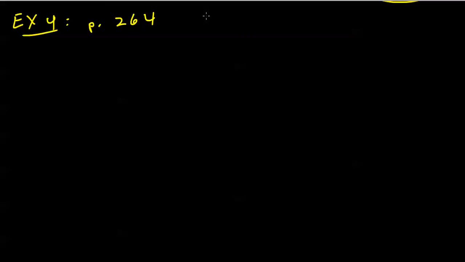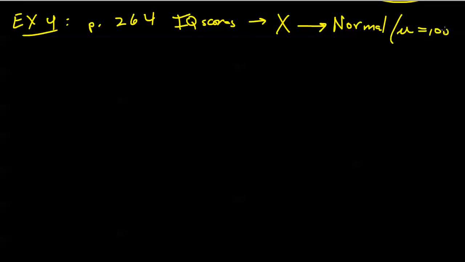The Wechsler Adult Intelligence Scale yields an IQ score obtained through a test, and the scores are normally distributed with a mean of 100 and a standard deviation of 15. Find the IQ scores that separate the three groups. Let me write down the given information first. We're talking about IQ scores, and I'm going to let X represent that body of scores. X is a variable that represents all the IQ scores of all people of all time, and the claim is that those scores follow a normal distribution with a mean of 100 and a standard deviation of 15. Okay, that is the given information.